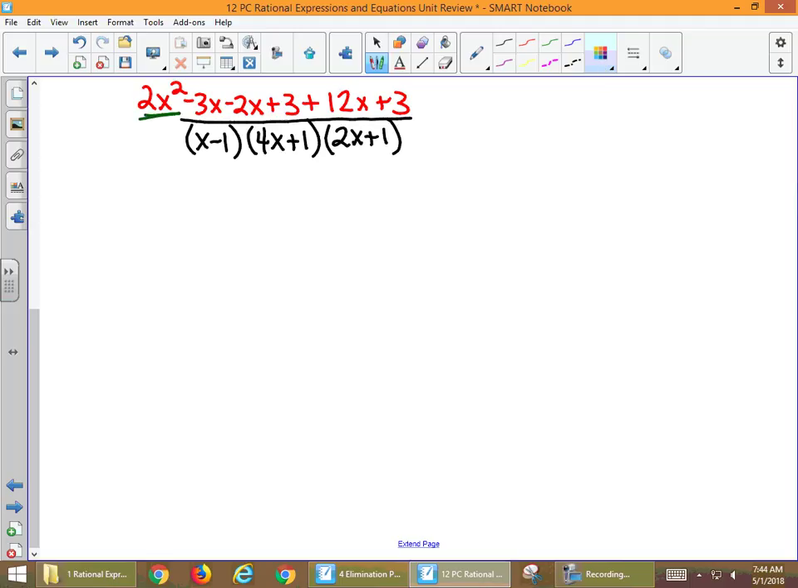2x squared doesn't have any like terms. I have negative 3x, and I'm going to cross it off once I use it. Negative 3x minus 2x is negative 5x, and then I have the positive 12x, so 12x minus 5x is 7x. And so I used all of those. And then 3 and 3 is 6.